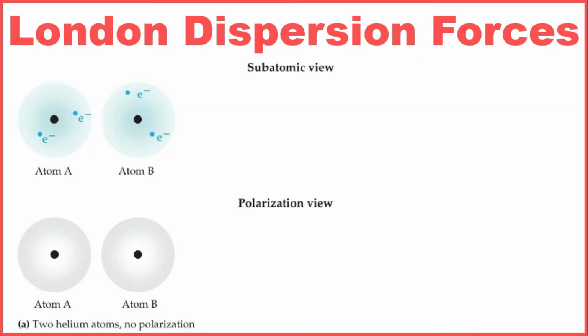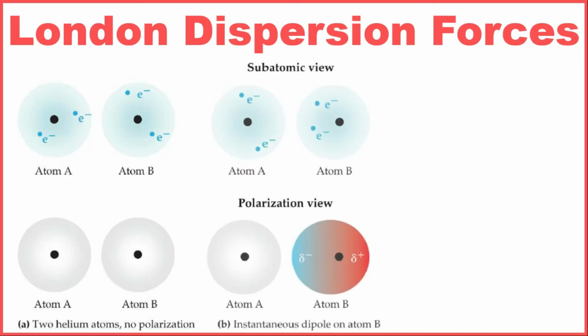Now let's have a closer look. Here I have two helium atoms, atom A and atom B. Helium atoms are nonpolar. I also have two views, the subatomic view and the polarization view, just for clarity. Now, while the electrons in the 1s orbital of helium would repel each other and therefore tend to stay far away from each other, it does happen that they occasionally wind up on the same side of the atom. Suppose it happened with atom B. So these electrons became closer.